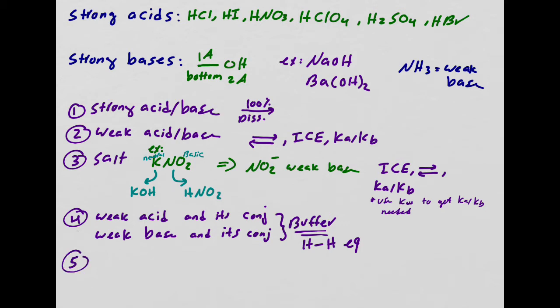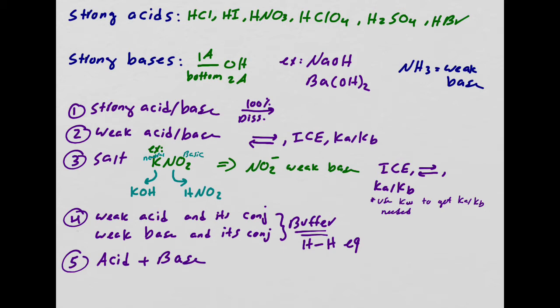Now, the last type is you look at the problem, and in that problem, you have an acid and you have a base. So before you had a weak acid and its conjugate or a weak base and its conjugate, now you have an acid and you have a base in your problem. Then what are you going to do?